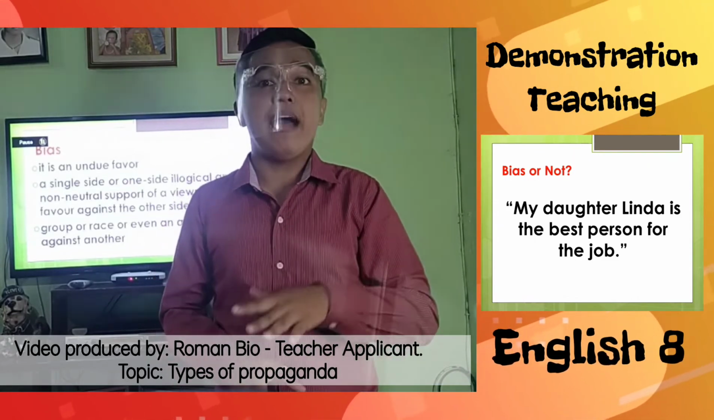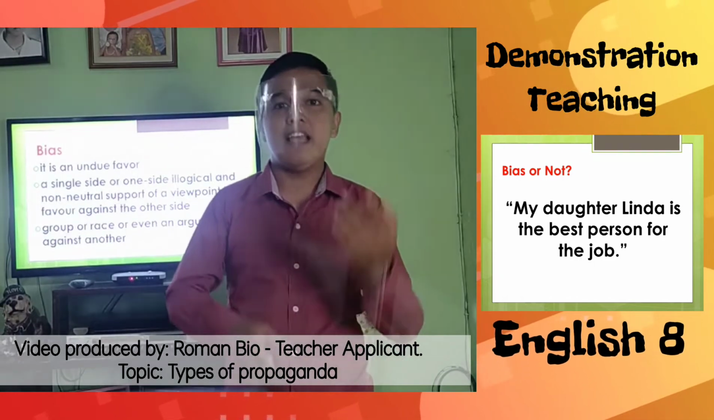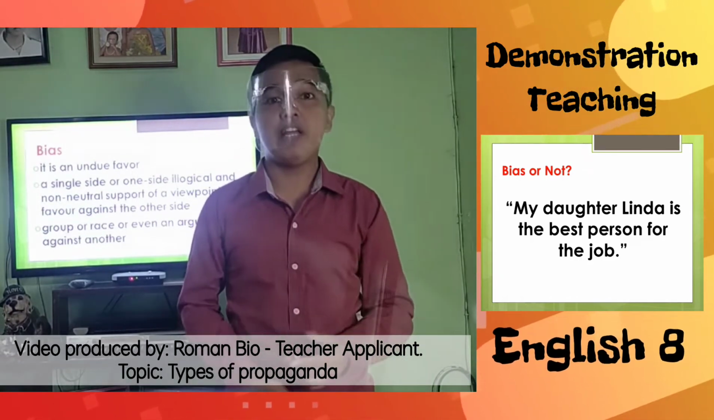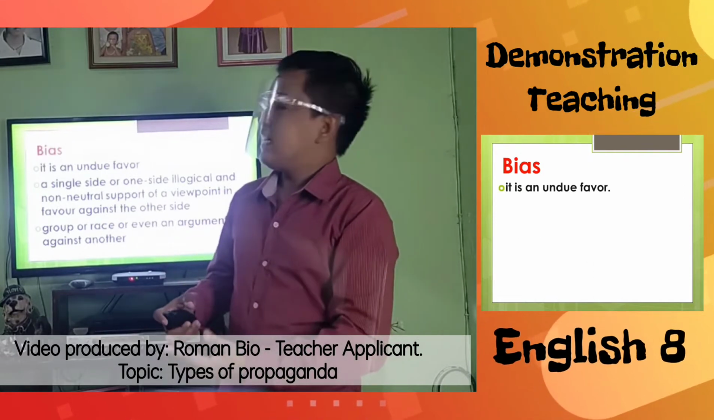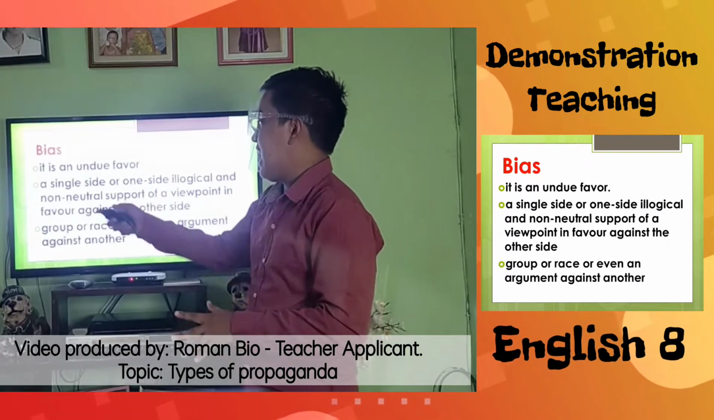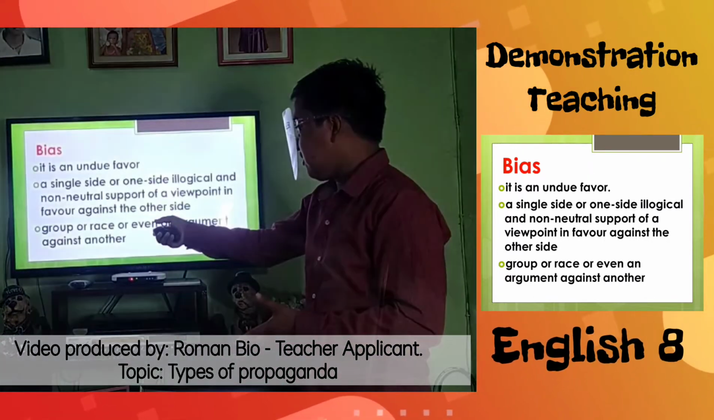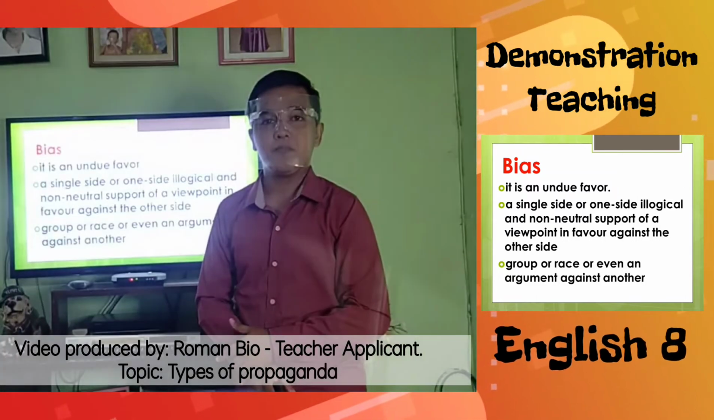It needs to be backed up with other evidence, from other sources other than the opinion of someone who has a personal interest. So when we say bias, it is an undue favor. It is an undue favor. And last, it is a group or race or even an argument against another.